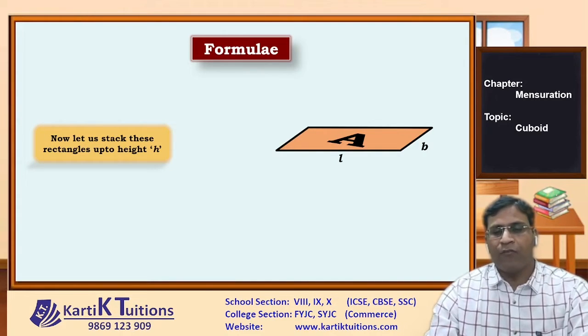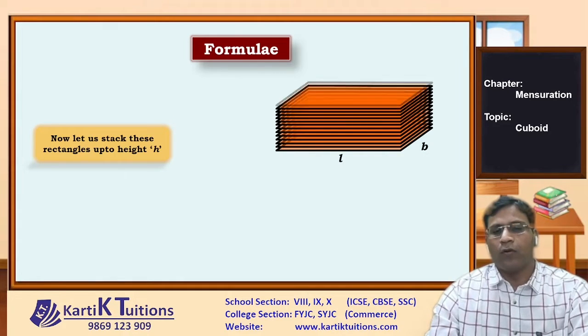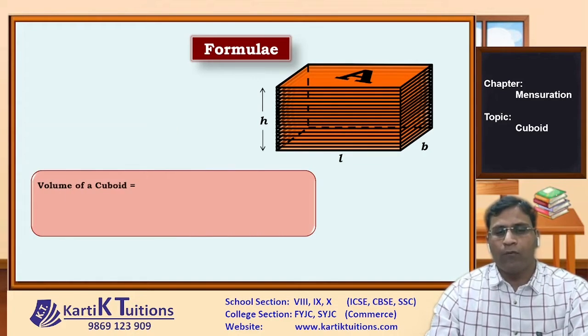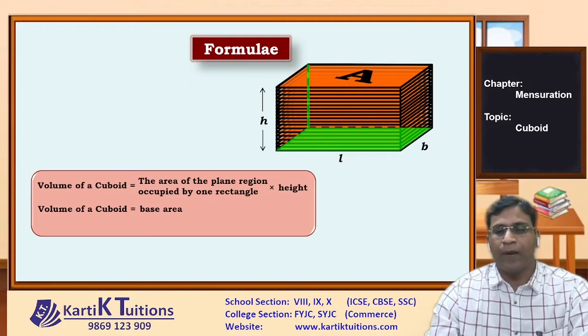Now suppose I have one more stack on this, one more, and so on. Now I have taken the stacks till H. So basically the volume of the cuboid will become the area of the plane region of the base into height. Now the area of the base region is a rectangle, so it is length into breadth, and height is denoted by H. So here it will become L into B into H.